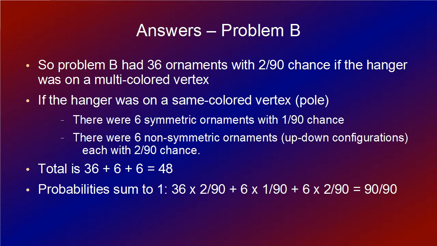If the hanger was on the same colored vertex or a pole, there were 6 symmetric ornaments with 1/90th of a chance, and there were 6 non-symmetric ornaments with up-down configurations, each with 2/90ths of a chance. Total is 36 plus 6 plus 6 is 48, and the probabilities sum to 1. As you can see, 36 of them with 2/90ths, plus another 6 with 1/90th, plus another 6 with 2/90ths. That's 90 out of 90.